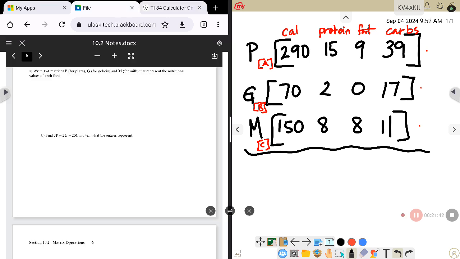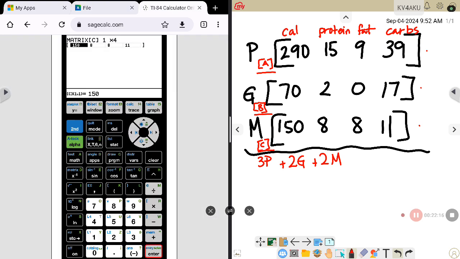So now it says to find what is 3P plus 2G plus 2M. So remember how we represented this. The first one, the pizza, is in our first matrix, matrix A. The gelatin is in our matrix B, and the milk is in our matrix C. So let's recall that when we go back to our calculator. So I'm going to go back to my home screen. So second, quit. So in my calculator, remember pizza is in matrix A.